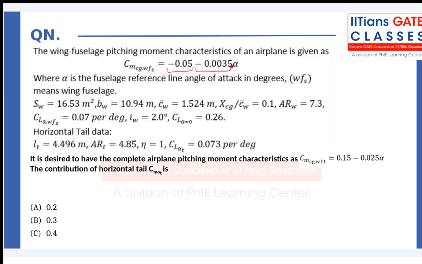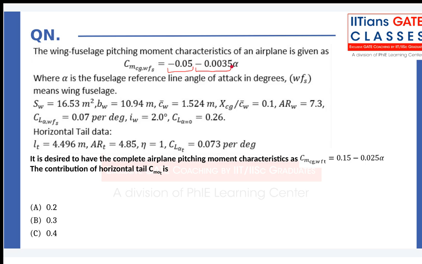Then they've given you SW, which is the wing area, and the wing characteristics. Span of the wing they've given, mean aerodynamic chord, X bar CG, aspect ratio of the wing. Then you're given the lift characteristics, CL alpha of the wing fuselage, the slope of the wing fuselage in per degrees. Be very careful of the units.